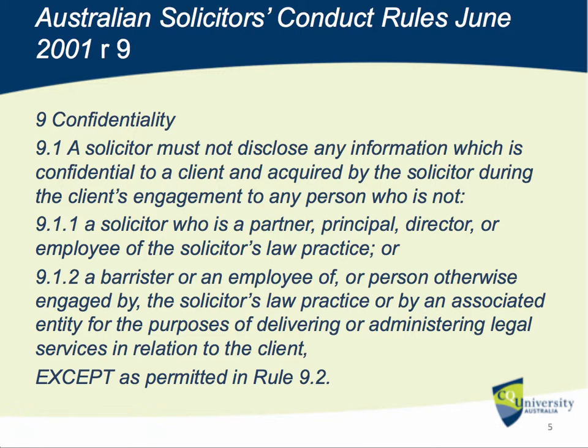The primary Solicitors Rule is found in the Australian Solicitors Conduct Rules, Rule 9, Confidentiality. 9.1. A solicitor must not disclose any information which is confidential to a client and acquired by the solicitor during the client's engagement to any person who is not, firstly, a solicitor who is a partner, principal, director, or employee of the solicitor's law practice, or a barrister or employee of, or person otherwise engaged by, the solicitor's law practice, or by an associated entity for the purposes of delivering or administering legal services in relation to the client. Then there are some further exceptions in Rule 9.2, which we'll look at in a moment.